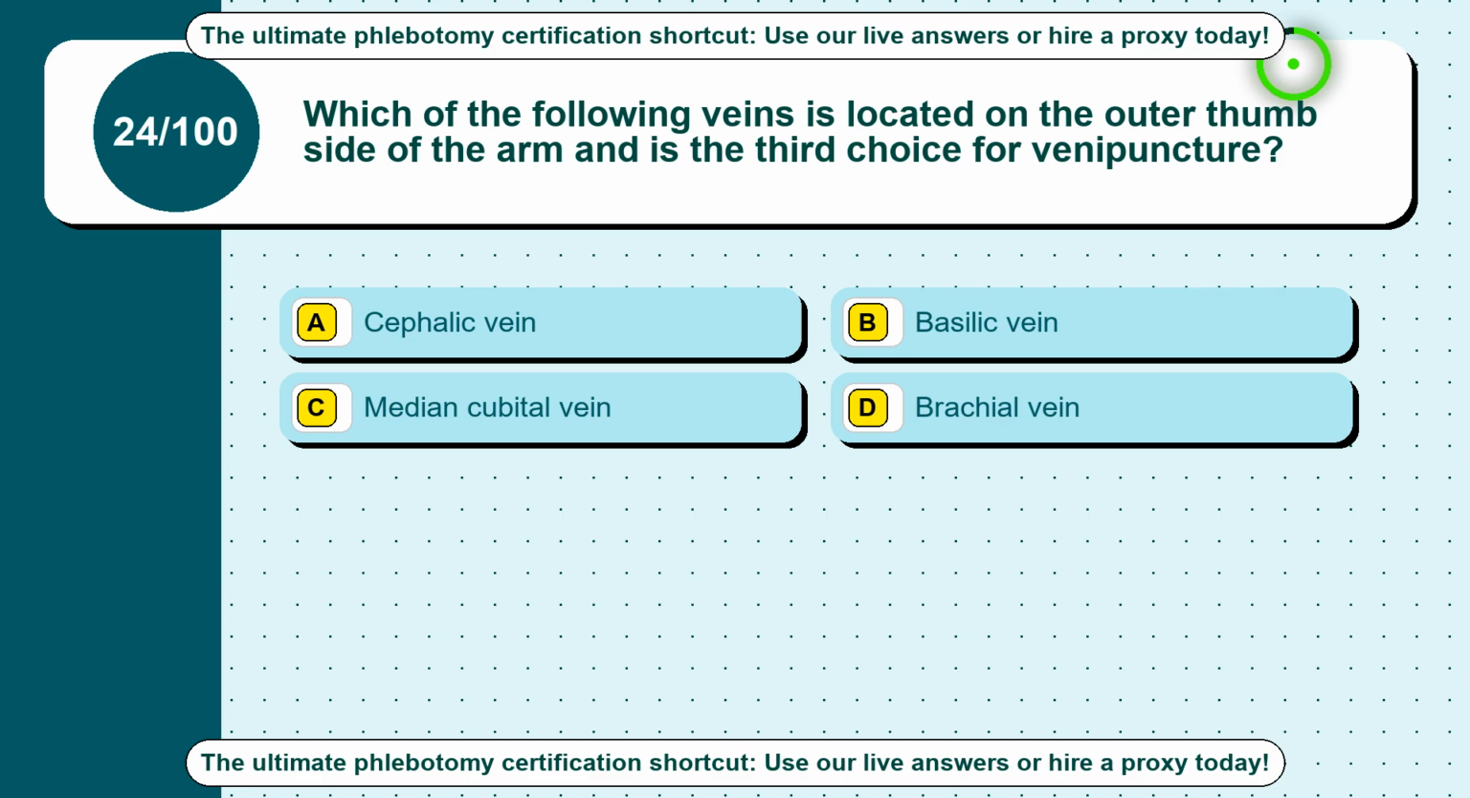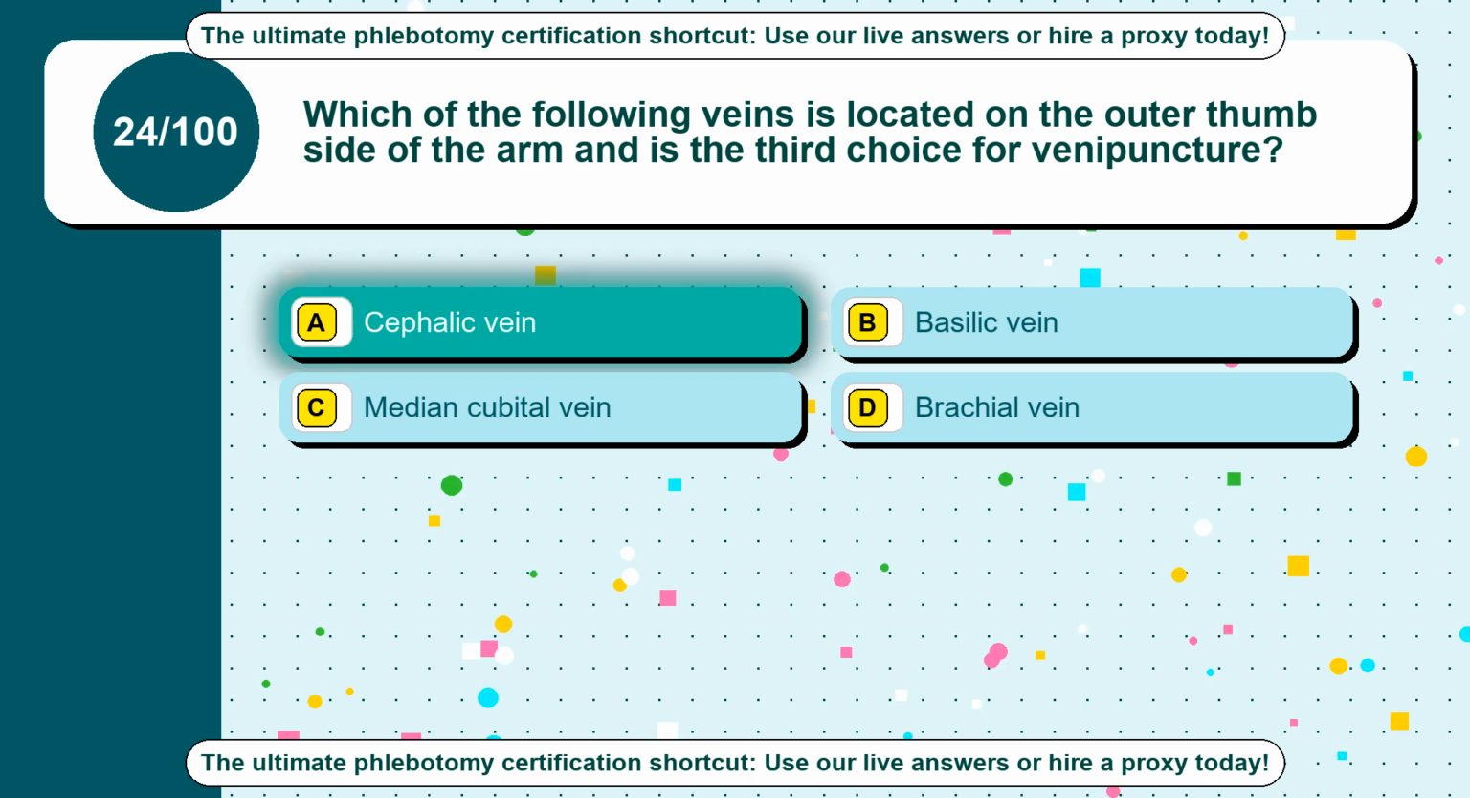Which of the following veins is located on the outer thumb side of the arm and is the third choice for venipuncture? Option A, cephalic vein. Option B, basilic vein. Option C, median cubital vein. Option D, brachial vein. The correct answer is option A, cephalic vein.